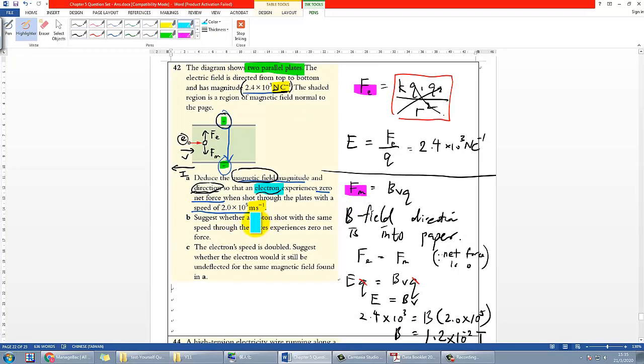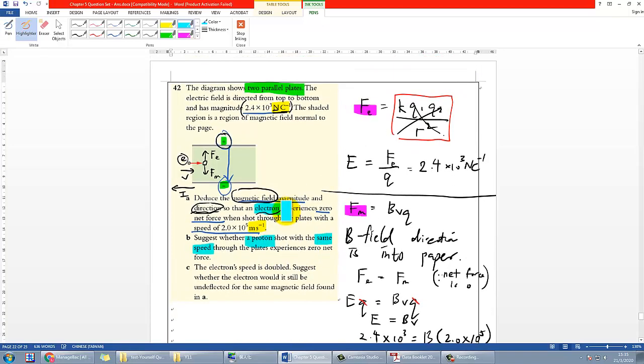It said suggest whether the proton with the same speed would also experience a 0 net force. So let's think about this. From the direction, first of all, you may see that if we try to use maybe blue color, if you have a positive charge here, what will happen to the electric force Fe? It will be in the opposite direction, Fe, like this, right? Because you change the charge simply, right?